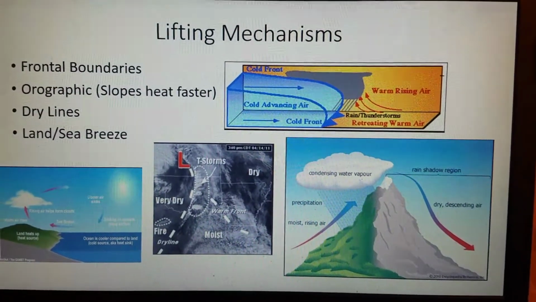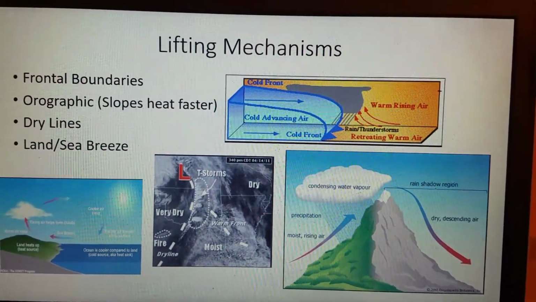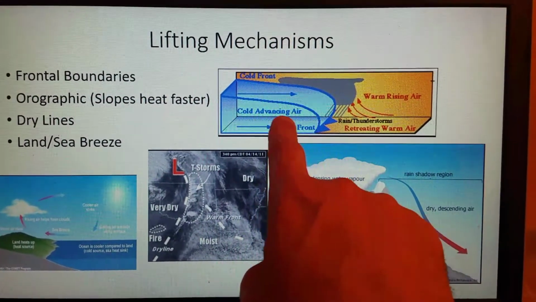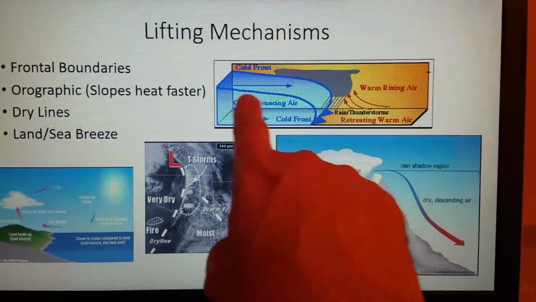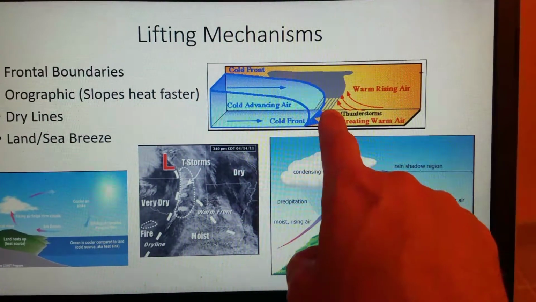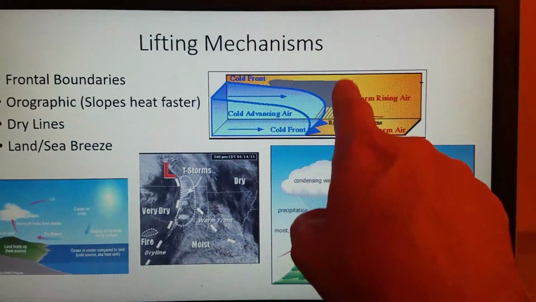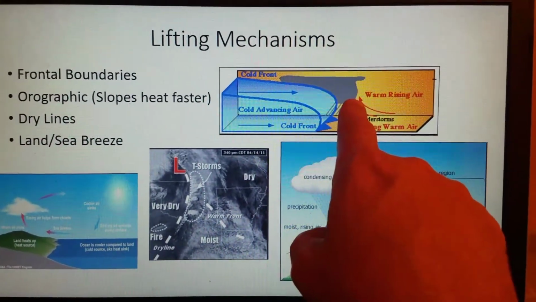Various lifting mechanisms are also needed for thunderstorms to develop. This could be a frontal boundary, and in this diagram here, I'm showing cold, advancing air, which is much denser and heavier, and it wants to remain closer to the ground because of that greater density. As it moves into a warmer, moist air mass, this warm air is going to be lifted off the ground out ahead of the cold front and form thunderstorms out ahead of the cold front.